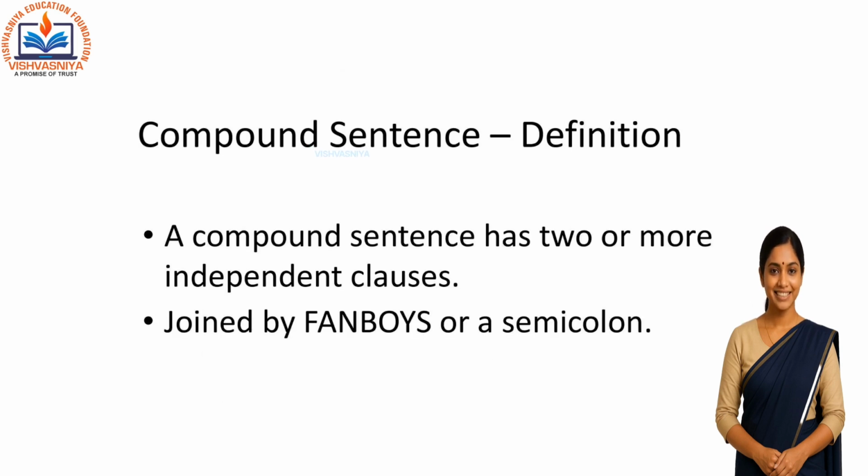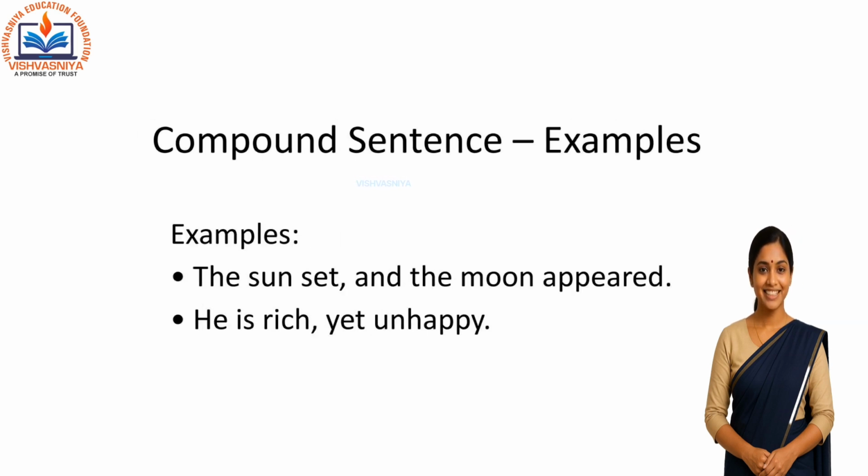A compound sentence has two or more independent clauses. They are joined by coordinating conjunctions: FANBOYS, for, and, nor, but, or, yet, so, or punctuation such as a semicolon. Characteristics: clauses have equal importance. Each clause could stand alone as a complete sentence. Structure pattern: main clause plus coordinating conjunction plus main clause. Examples: the sun set and the moon appeared. He is rich, yet he is not happy.